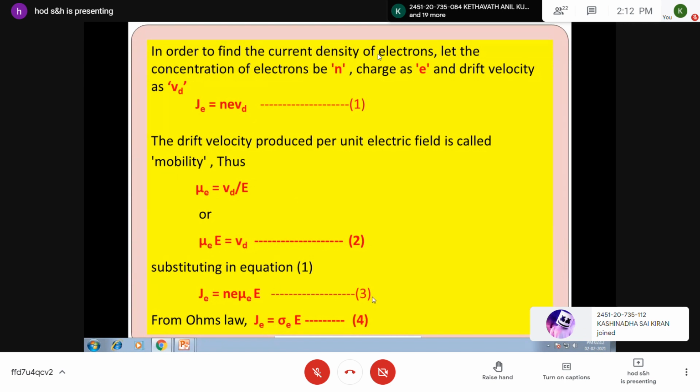This is equation 3. And from Ohm's law, Je is equal to sigma E into E. You take the screenshot of this. I have rearranged this one. Some unnecessary terms I have reduced.